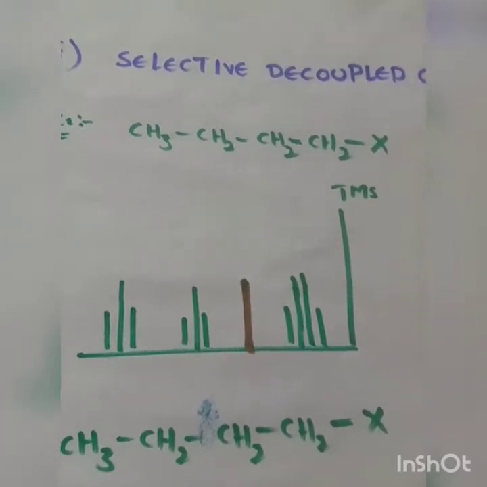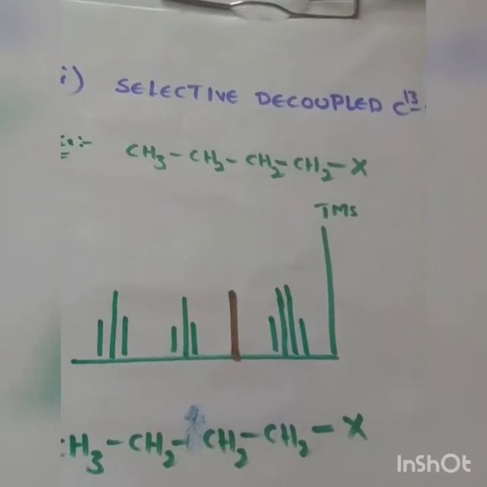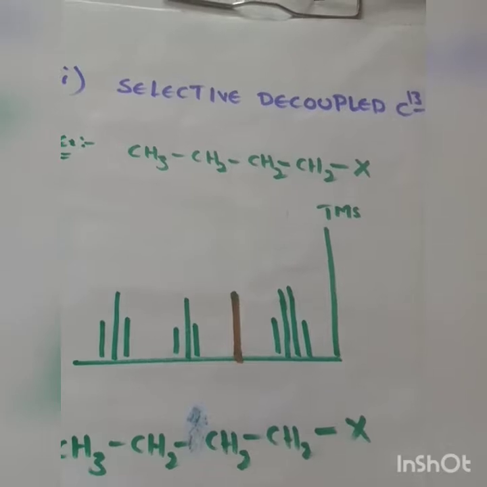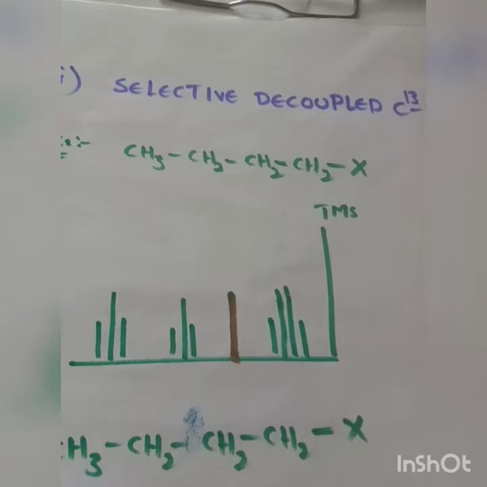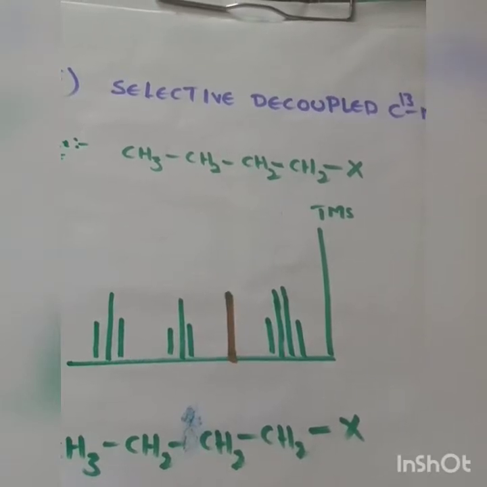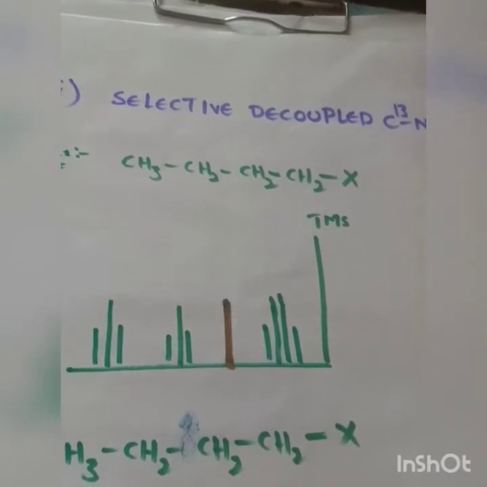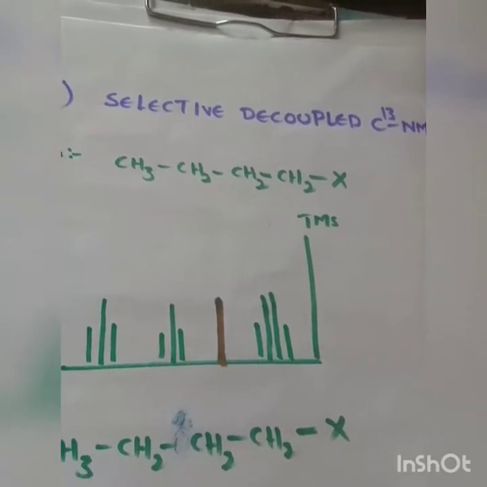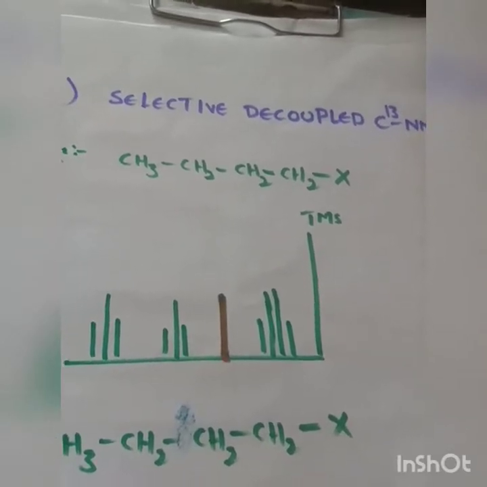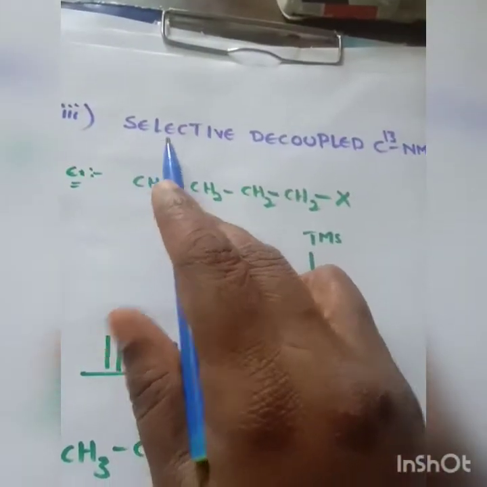In the previous class, we learned about types of C13 NMR spectra. Three types are there. One is the broadband decoupled, or proton decoupled, spectra; the second is the off resonance decoupled spectra; and the third is the selective decoupled C13 NMR. I already explained proton decoupled and off resonance spectra, and the last one is selective decoupled C13 NMR. Let us see about it.